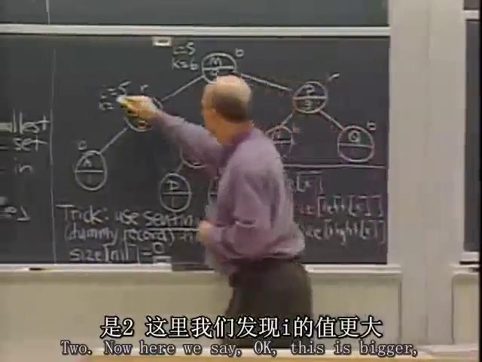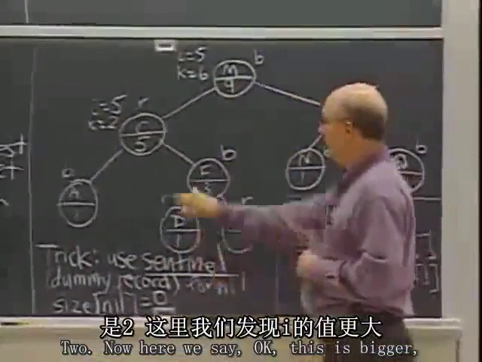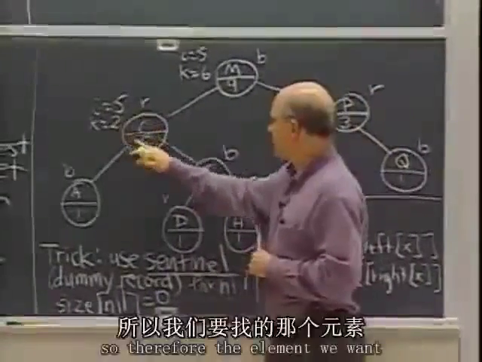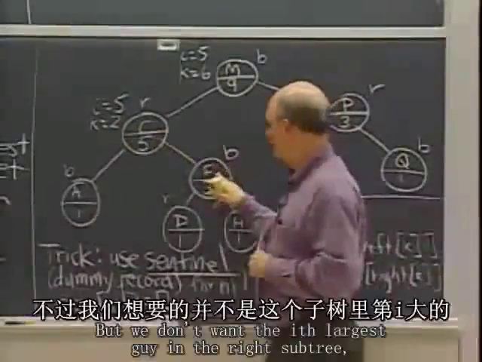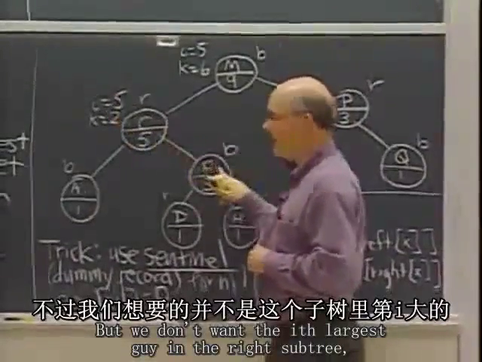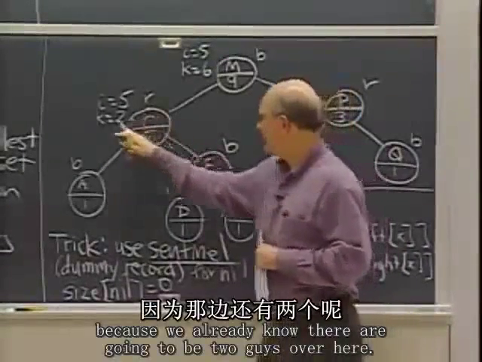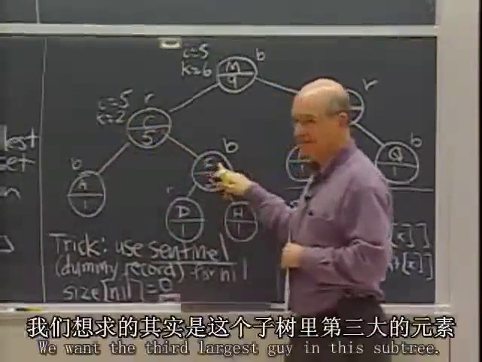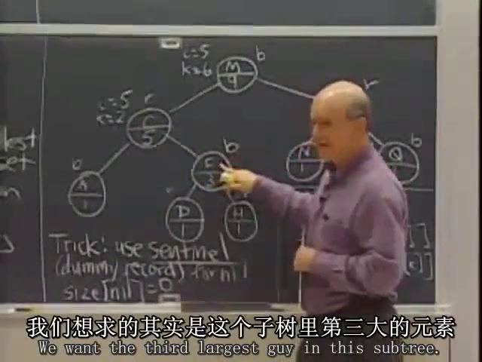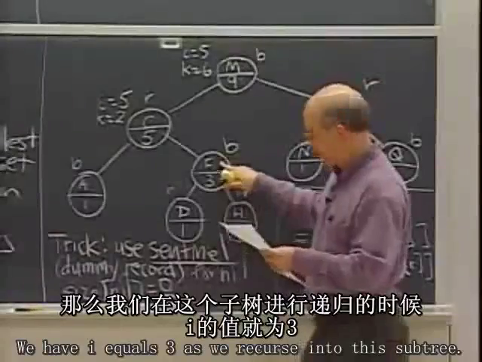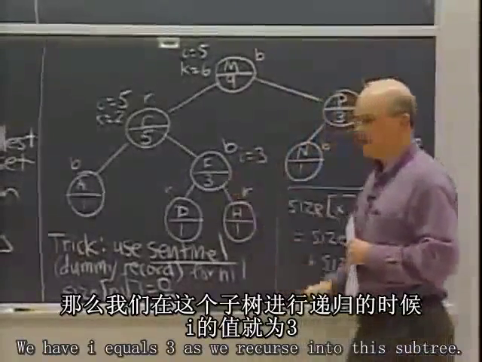Okay? And now here we say, okay, this is bigger. So therefore, the element we want is going to be in the right subtree. But we don't want the ith largest guy in the right subtree, because we already know there are going to be two guys over here. So we want the third largest guy in this subtree. So we have i equals 3 as we recurse into this subtree.